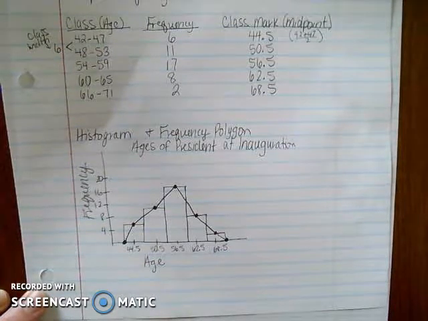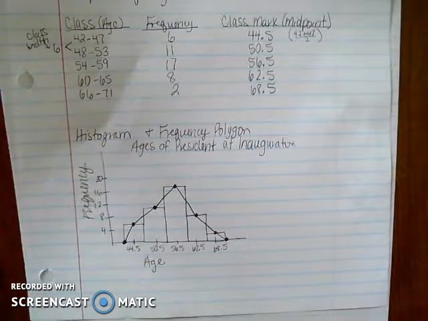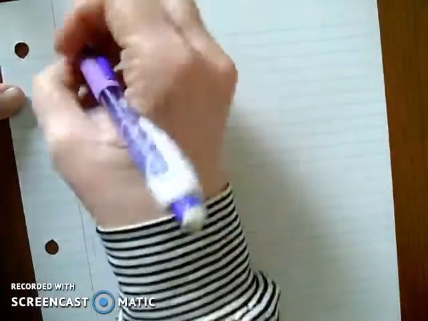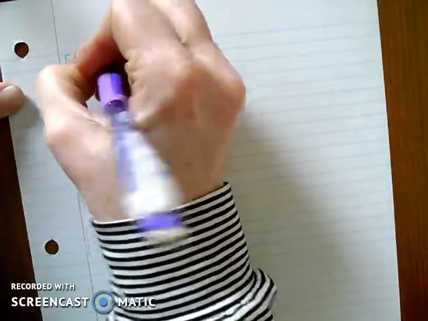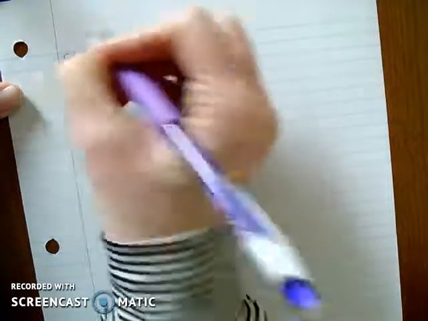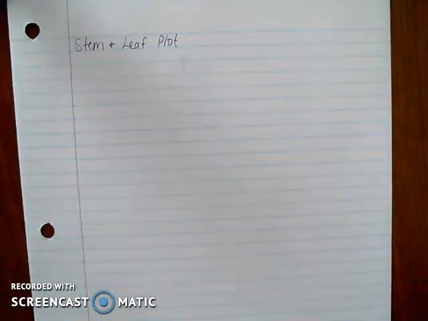All right. There's one more type of graph. I guess it's more of a chart than a graph. It's called a stem and leaf plot. Unfortunately, this is not the best data for a stem and leaf plot, but that's all right.